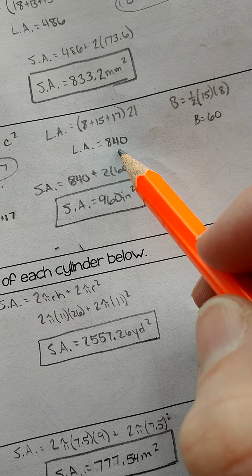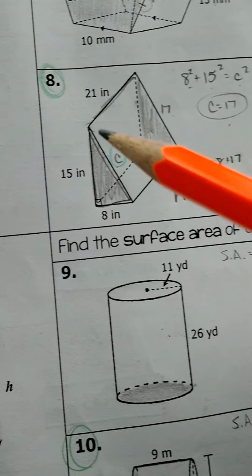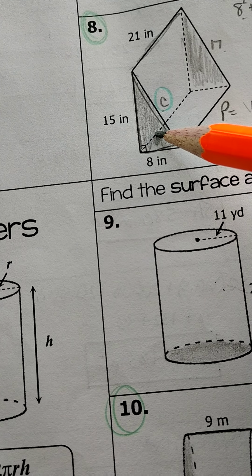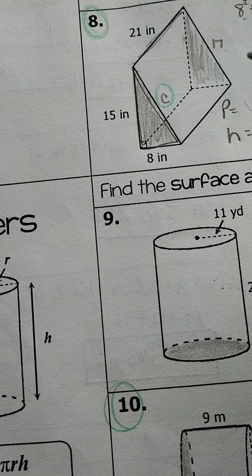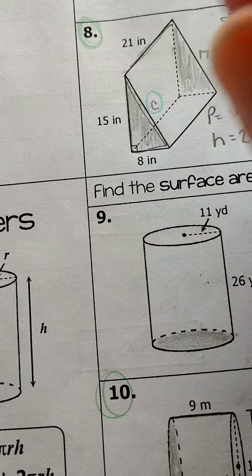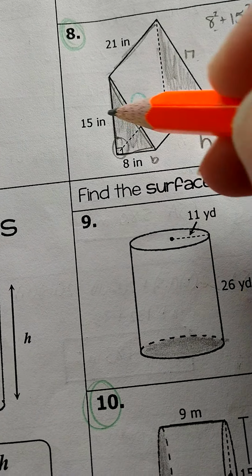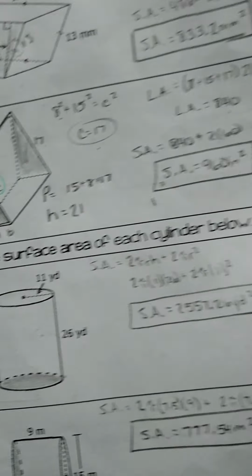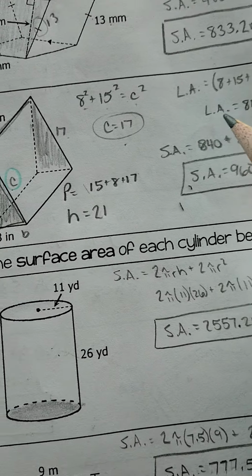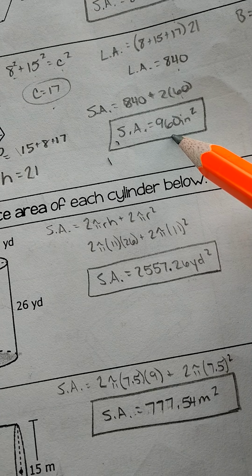To find our surface area, you do lateral area plus 2 times the area of the base. Our base shape, again, is a triangle. Area of a triangle is 1/2 base times height. Base times height have to meet at a 90. So, again, our 90 is right here. So that's our base, that's our height. So 1/2 base times height, you get a base area of 60. You've got 2 of those. There we go. So you get 960 inches squared for your surface area.